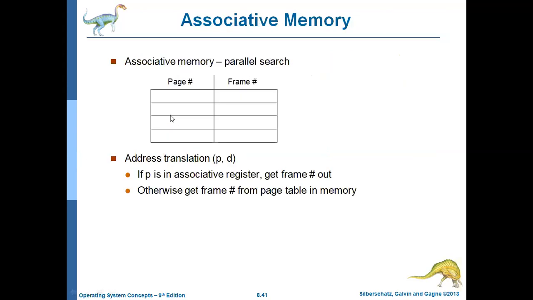So you can come across what this TLB is holding, or what this associative memory is holding. As I said, every page table is a combination of two things: one is the page number and the other is the frame number. So how are you giving it? If P is in an associative register, get the frame number out. Otherwise, get the frame number from the page table in memory.